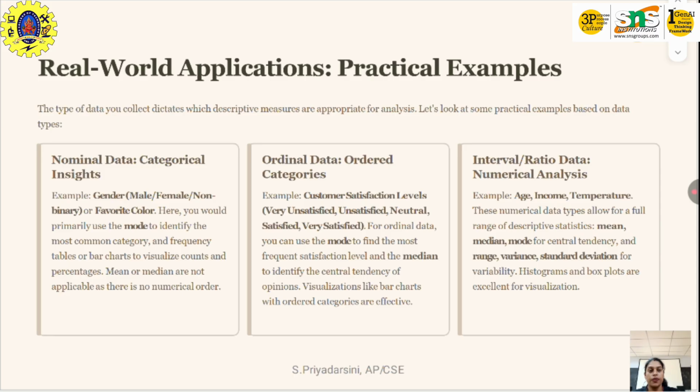Next, we will see about real-world application. We will see some practical examples here. Descriptive statistics are used differently depending on the data type. For nominal data such as gender, we use the mode and the frequency table. For ordinal data such as customer satisfaction, we use the mode and the median. For interval or ratio data such as income or temperature, we can use mean, median, mode, variance, and standard deviation. Visualizations like bar charts, histograms, and box plots make these insights clear and easy to communicate.